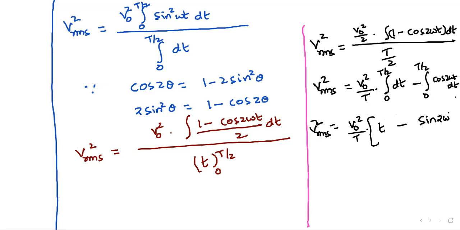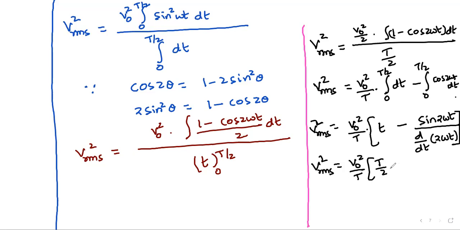Instead of t, we are having 2 omega t, so again we need to divide by the derivative d by dt of 2 omega t. So V RMS square, if you apply the limits, V naught square by T, first, instead of t, I'll get T by 2 minus 1 by 2 omega into sin 2 omega t, between the limits 0 to T by 2.